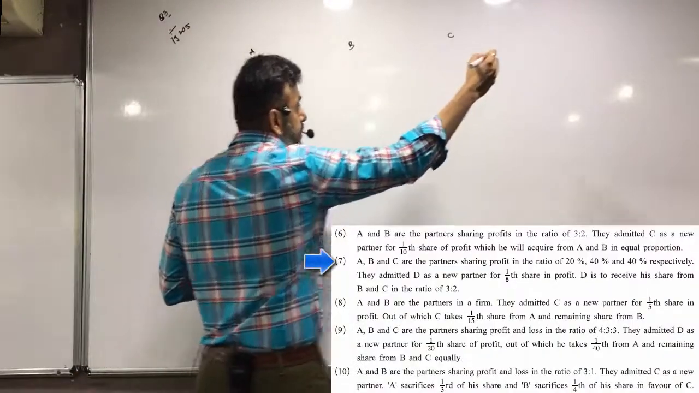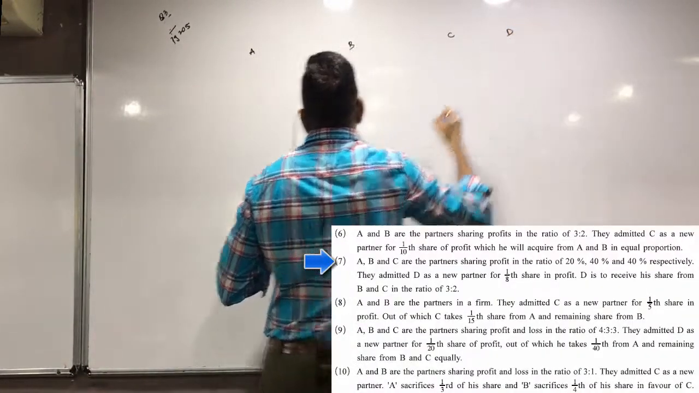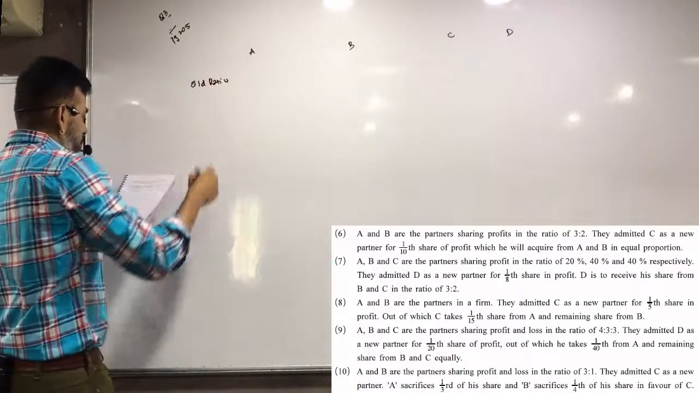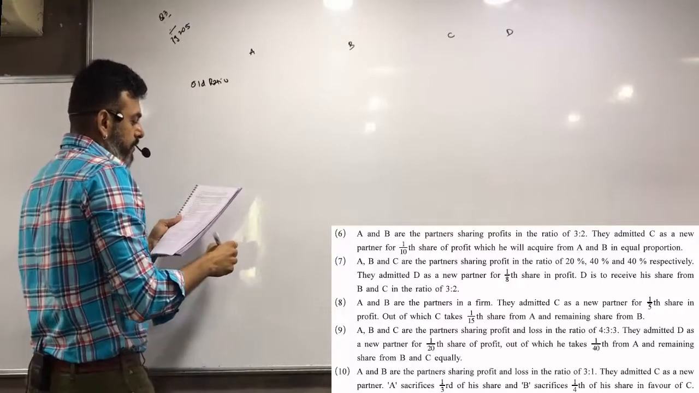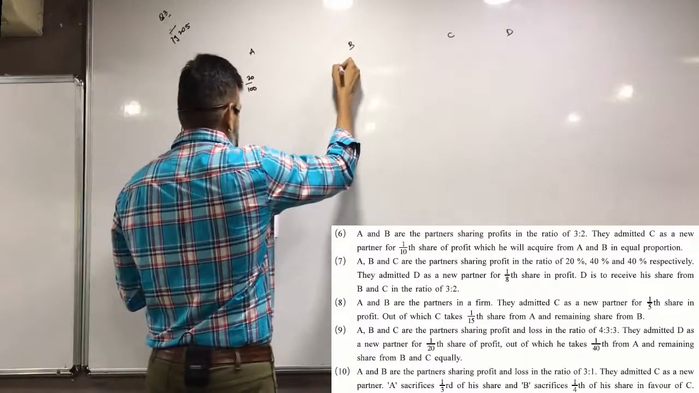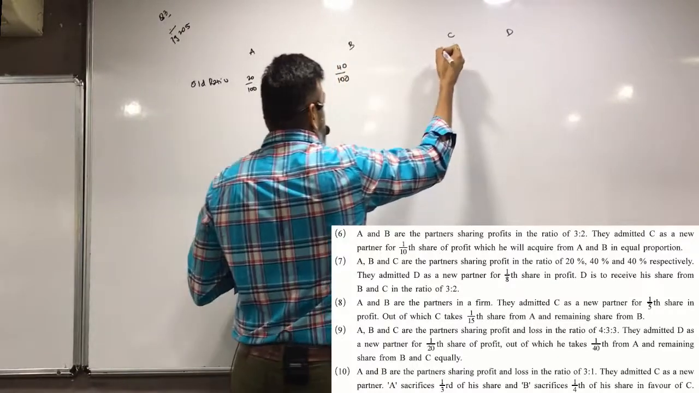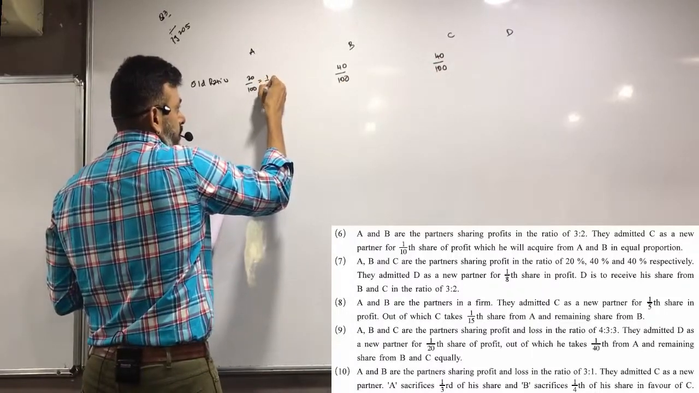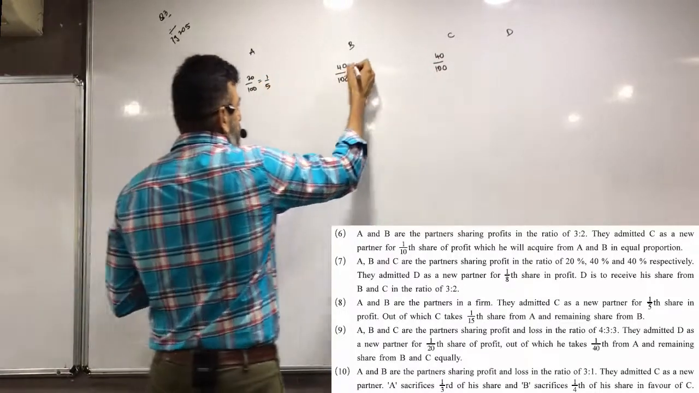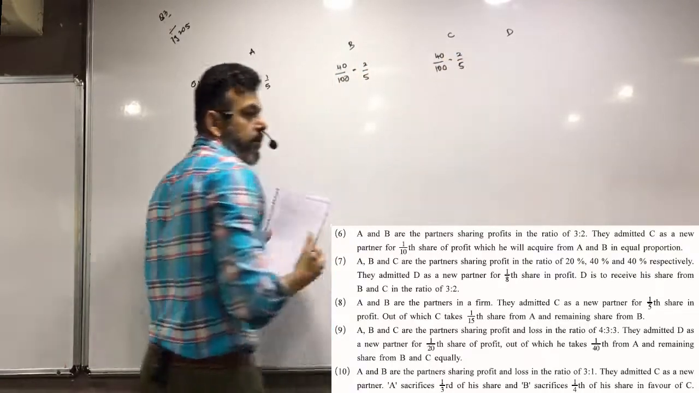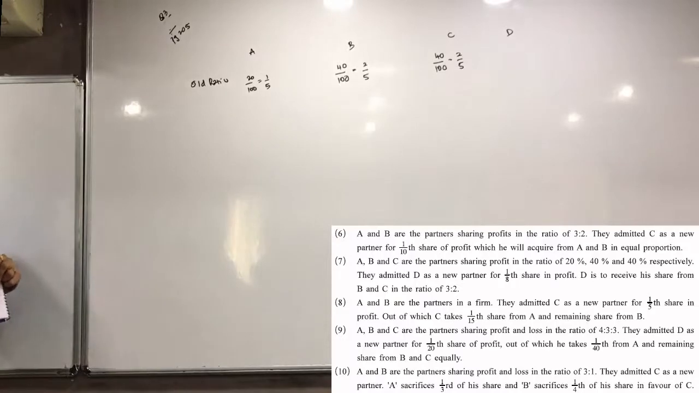A, B, C and D. Old ratio. Percentage is given 20, 40 and 40. So 20/100 is 1/5, and 2/5, 2/5. Understood? 2/5 कैसे आया पता चला ना? Okay. Now C.